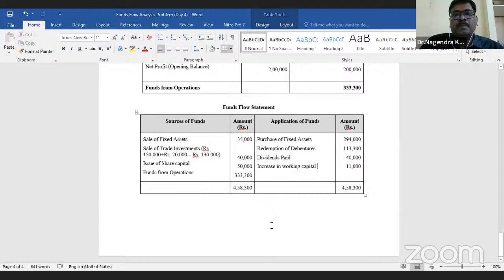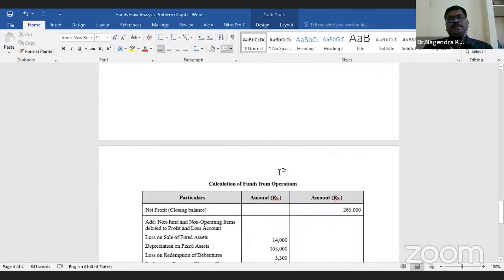But this will not be understood actually. What we see when we are looking at the balance sheet is that we don't see how these changes have happened. Now we will understand the various sources of funds, various sources of cash, and how they were invested. This is the example of a funds flow statement.